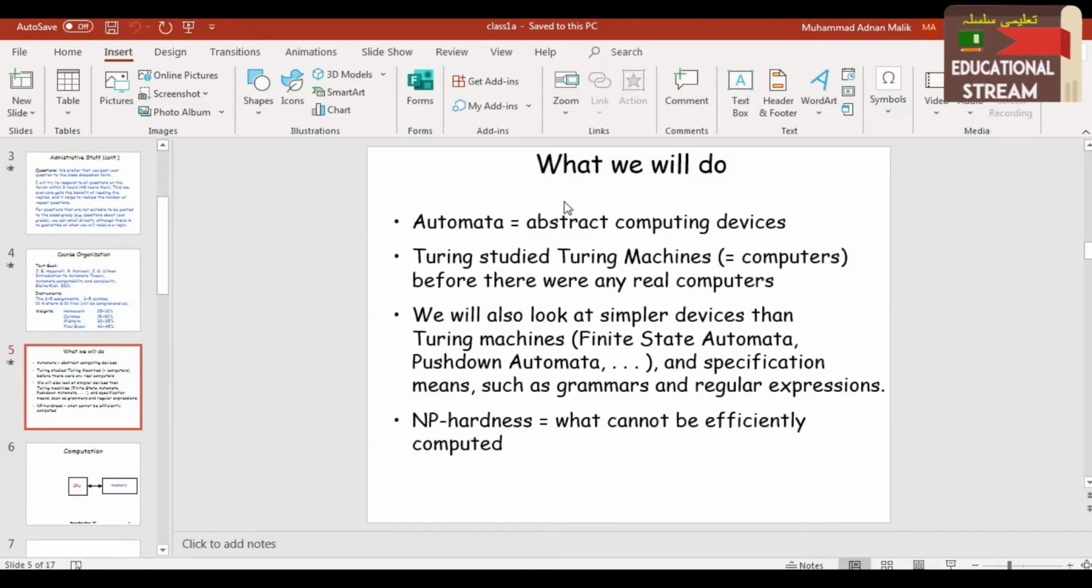What we will do in Automata, it will deal with abstract computing devices. Turing studied these as Turing machines, computers, before there were any real computers.